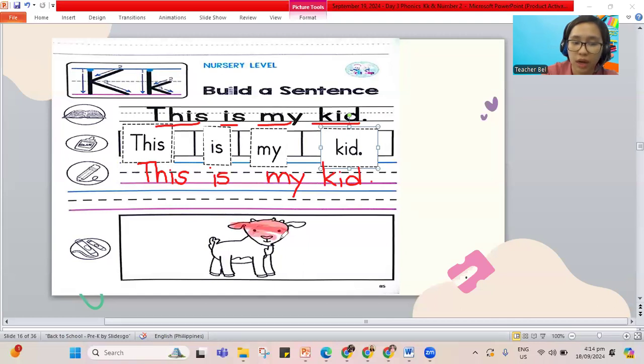This is my kid. I'm going to also color my picture. So here, I have the kid. The baby goat is a kid. You can choose any color that you like for coloring your pictures, Yumika, but I have red for my screen work here. Now, I'm done already with the sentence, this is my kid. How about I erase? I'm done with this one. Let's jump to another one. What's the next one?